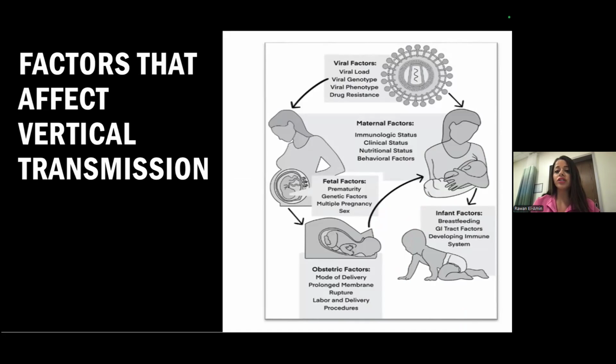Any fetal factors, any prematurity for baby, any genetic abnormalities, even obstetrical factors like the mode of delivery. Did she have prolonged rupture of membranes? Did we do any procedures during labor and delivery? And again, newborn factors. We know their immune system is suppressed at the time, and any genetic abnormalities or any issues for baby.